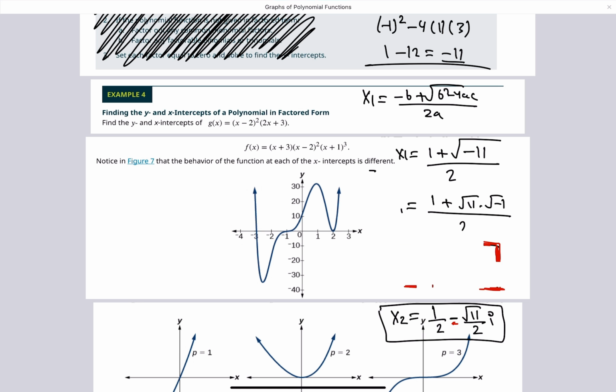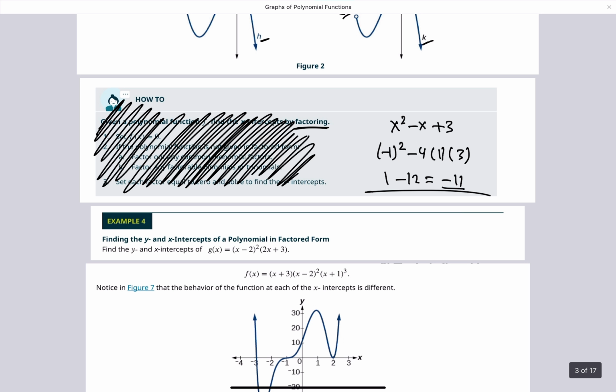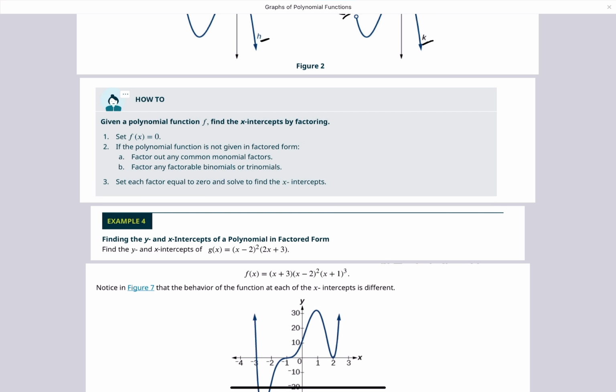So let's move on to example 4. Let me just erase this. Okay, there we go. And your best friend is b squared minus 4ac. And if you want to factor, as I've mentioned, you don't need to take out monomial, binomial or trinomial factors. You could just, as I've mentioned, do b squared minus 4ac, do the quadratic formula.